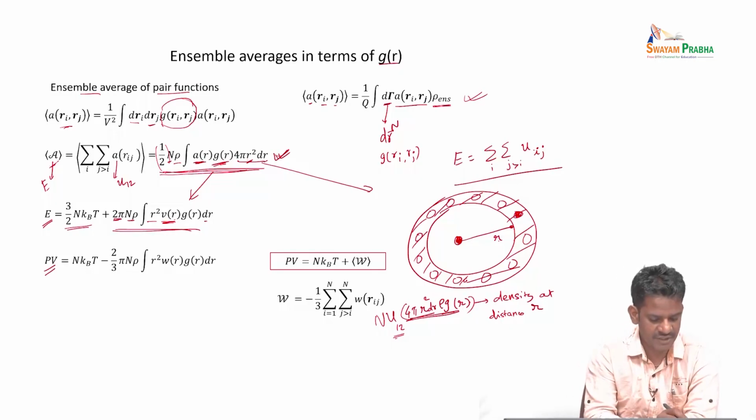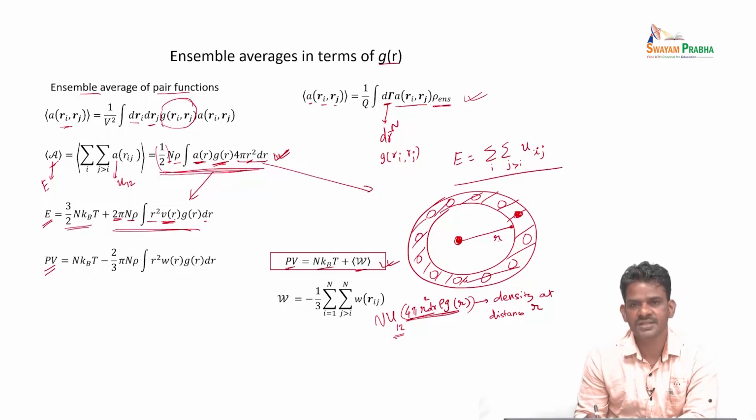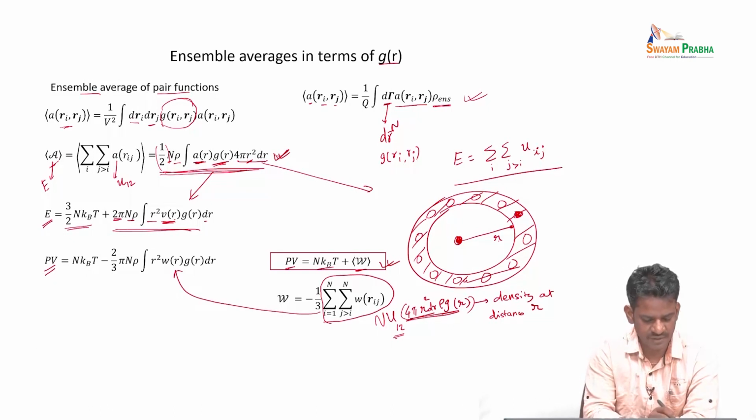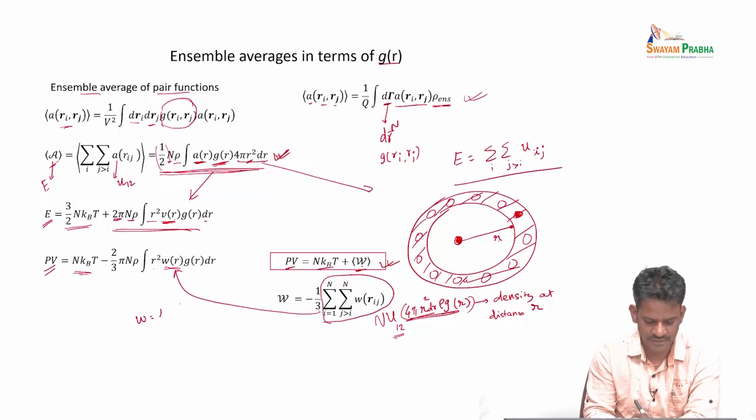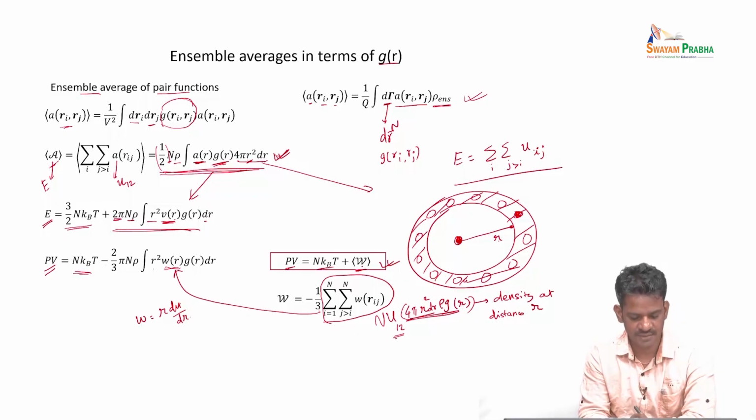Similarly, if you want to write for the pressure, you basically know that the pressure is given by the ideal part plus the virial, and this virial is given as minus 1 by 3 times the sum over all the pairs of the pair virial. So, this is now introduced here. This is the ideal part as before. For this virial, we have a factor of minus 1 by 3, and then you have 2 pi n rho r square. This is a pair virial, which is nothing but this small w here, r du by dr, where u is the pair interaction between i and j.